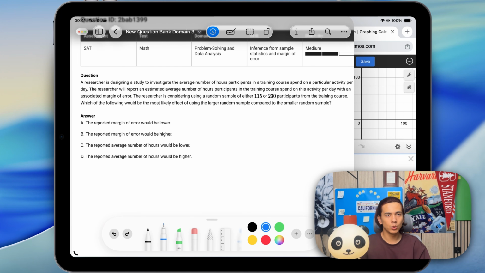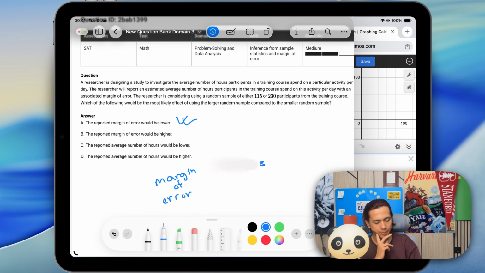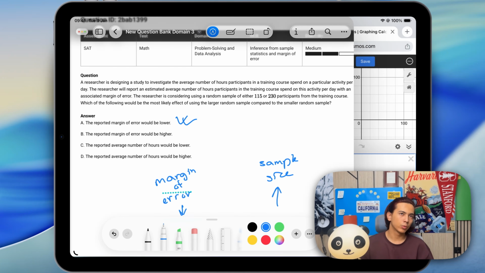size, it's always for the good, right? Larger is better, always. So you want something positive there, right? The reported margin of error would be lower. Yeah, I would agree. Because the thing is, margin of error and sample size have a negative correlation between them. As sample size gets larger, the margin of error will get lower. You can think of it that way.